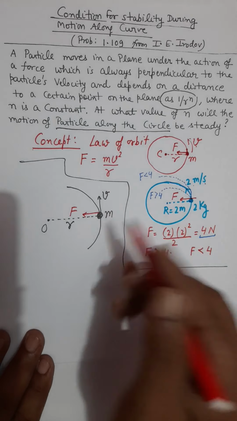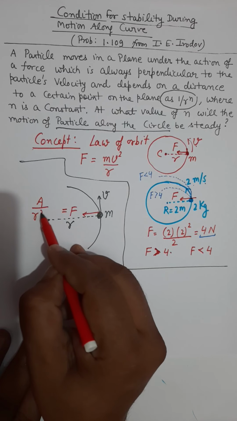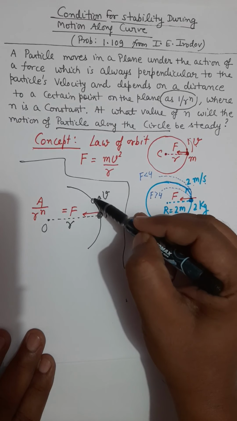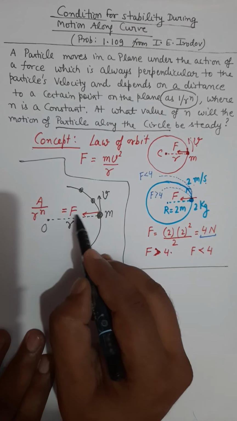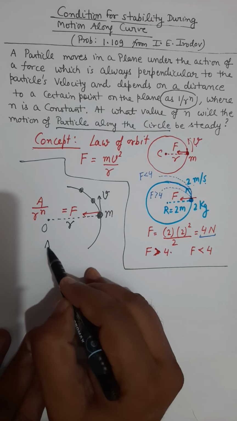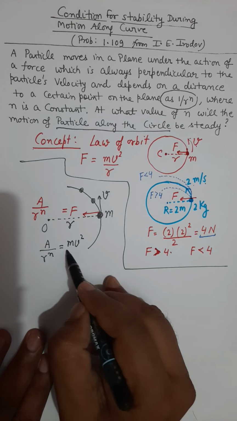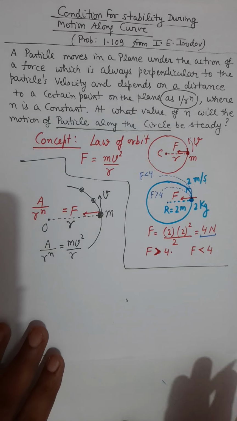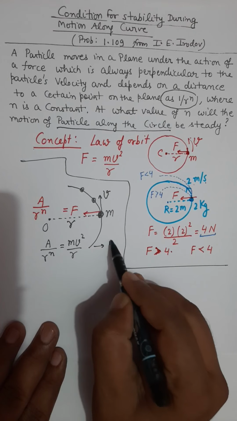So let's say I assume this force F to be some constant value A over r raised to the power n. A is the constant value, with appropriate dimensions. This particle will move on the circle with the same speed as long as this force capital F, which is A over r to the power n, is exactly equal to mv square over r. As long as this relation is satisfied, the particle will continue to move on the circle without any problem. So that's my equation number 1.